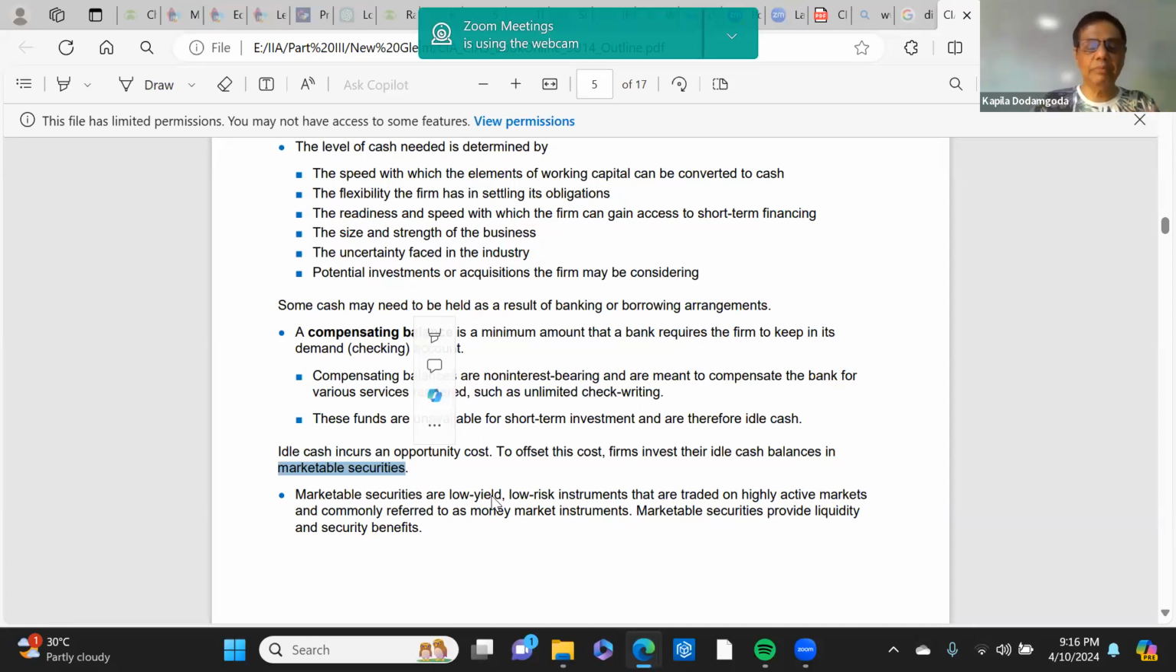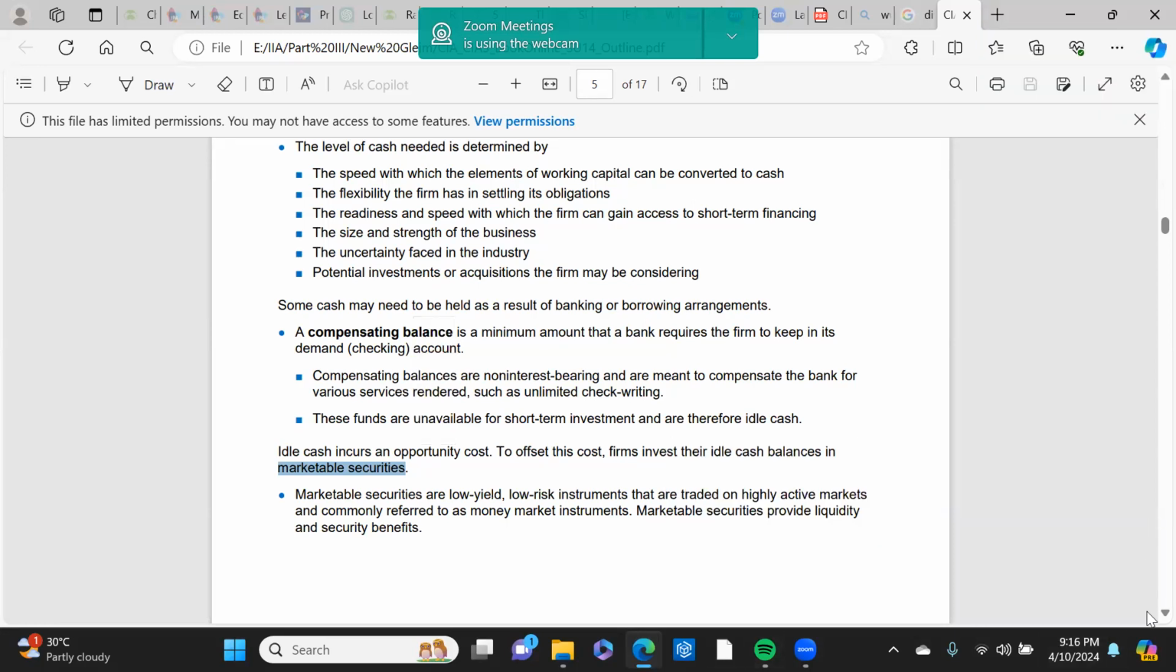There are various types of money market instruments, and marketable securities provide liquidity and security benefits. So if you have marketable securities, that means you get liquidity benefits and security benefits. Liquidity: you can sell it fast, convert it to cash and use it. And the security benefit is they are safer, low risk. These are the benefits that you can get. Is that clear? Right. Let's move on.